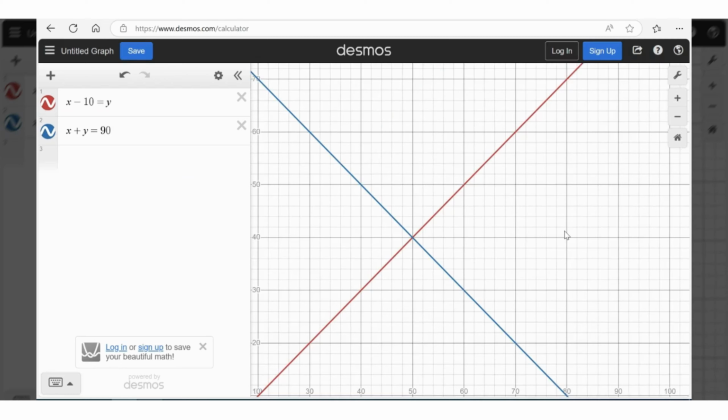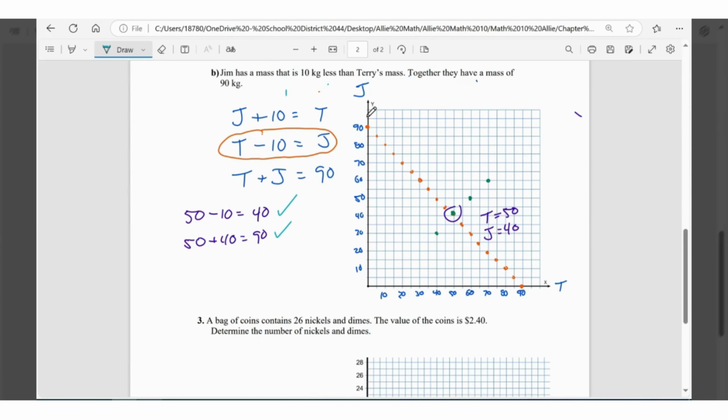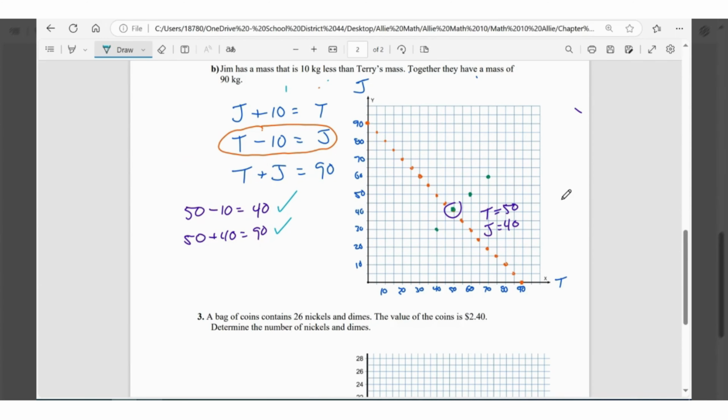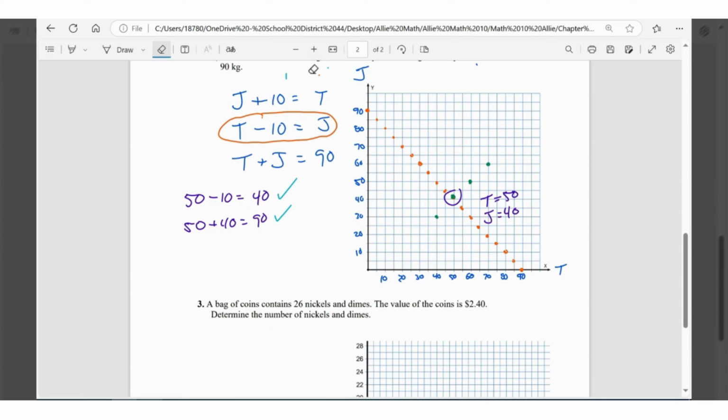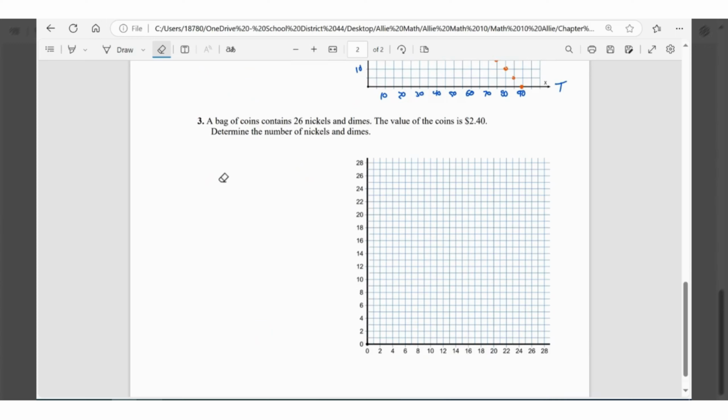Zooming in, it looks like we got a point of intersection at 50, 40, and that's what we got on our chart as well. Okay, so let's do this last one. Maybe I will do this one on technology, maybe not.